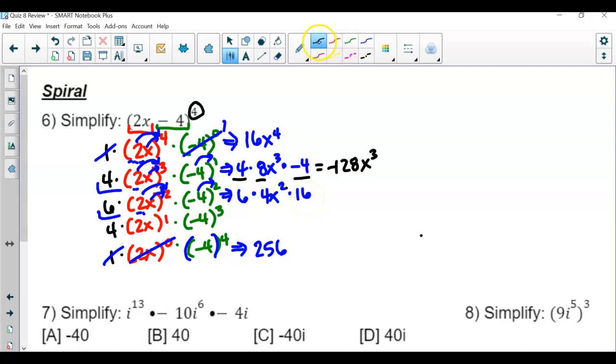So now here to solve, you now need to multiply 6 times 4 times 16. So in this case, this next term is 384x squared. Then this 4th term here, we've got 4 times.